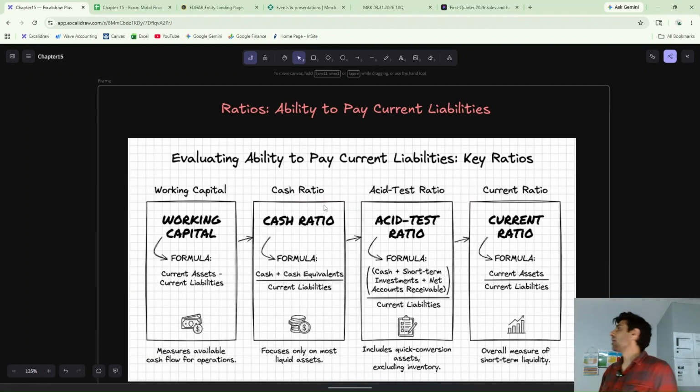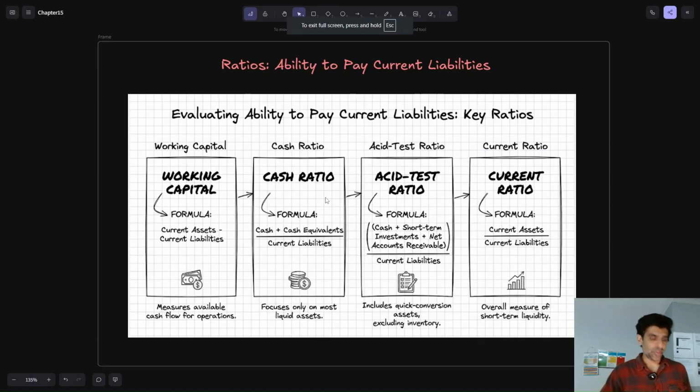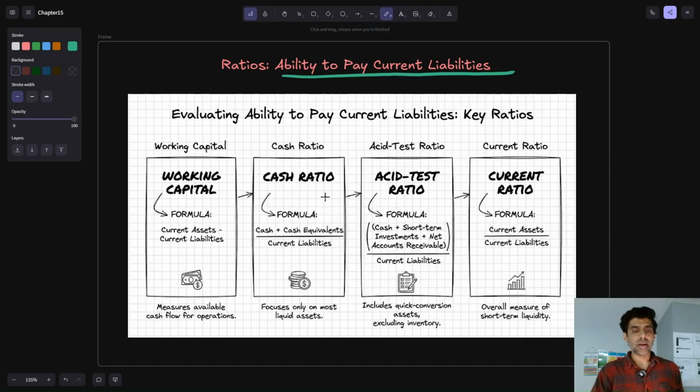I'm not going to go through each formula individually. I think it's better we just talk about the themes again to make sure that you're clear, and then we move on to practice problems. So again, this first theme is ability to pay current liabilities. The main theme was to pay off liabilities in general, but there are a number of ratios related to current liabilities that we talked about. The most lenient was the one where we took a ratio of all current assets to current liabilities. That was the current ratio.